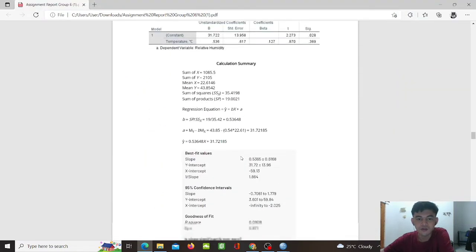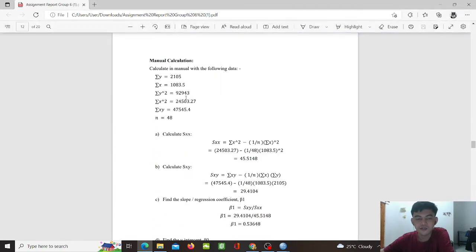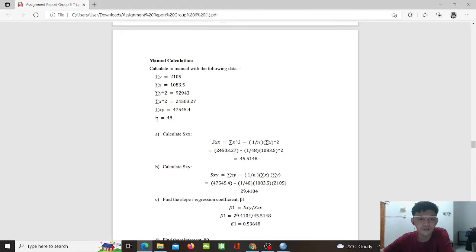For the manual calculation, the first thing we need is to determine the values for sum of x, sum of y, sum of y squared, sum of x squared, sum of x multiplied by y, and then our n, which is our number of data.